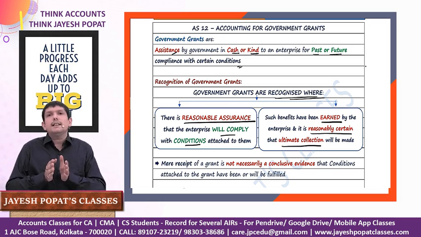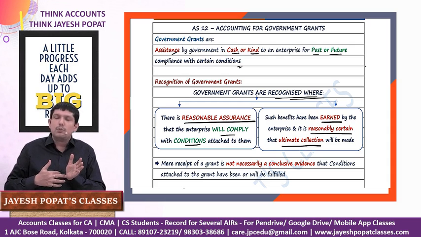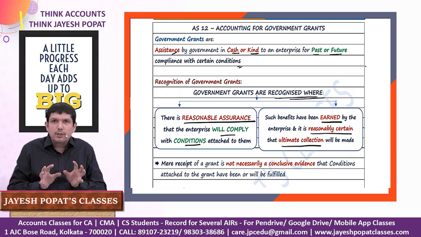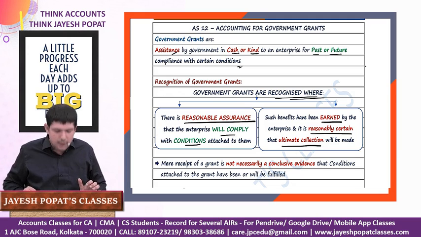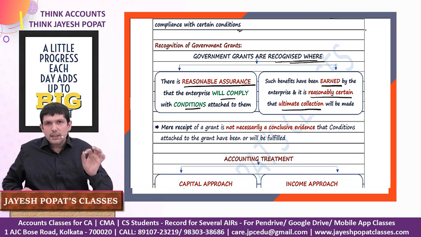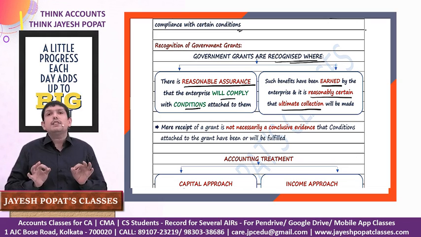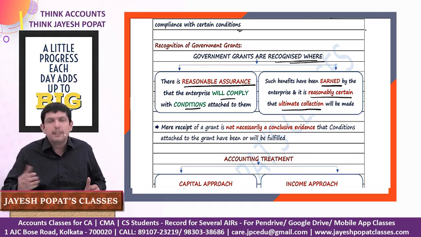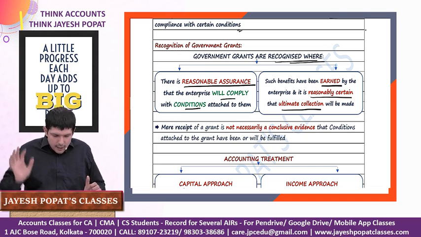Once the grant is approved, it may take a certain number of years for actual disbursement of money to come to the business, but once the government approves the grant, that is the point of time when the recognition of the government grant is made in the books of accounts. So government grants are recognized where there is reasonable assurance that the terms and conditions will be complied with, the benefits have been earned, and there is reasonable certainty that the ultimate collection will be made. The reasonable certainty of ultimate collection will normally arise when the grant has been approved by the government.